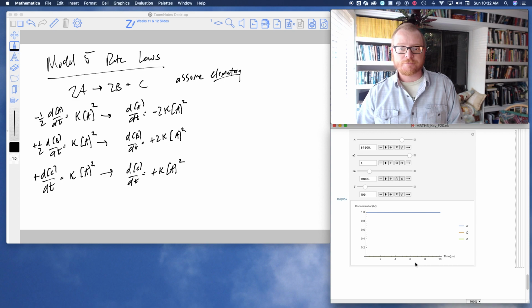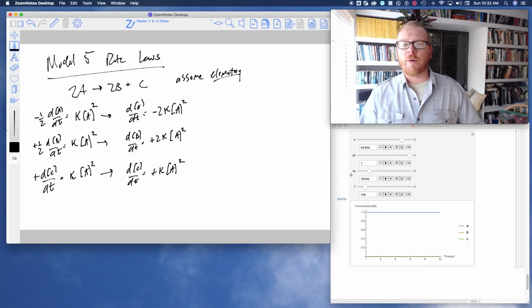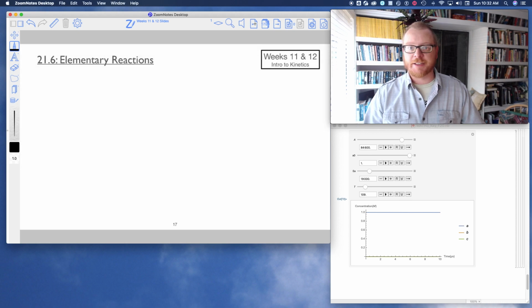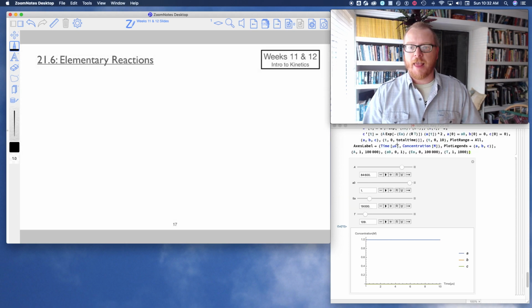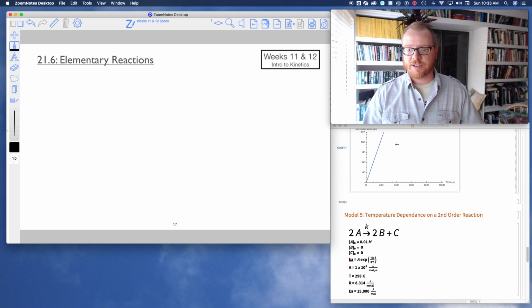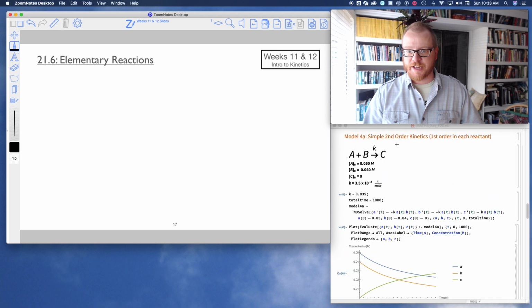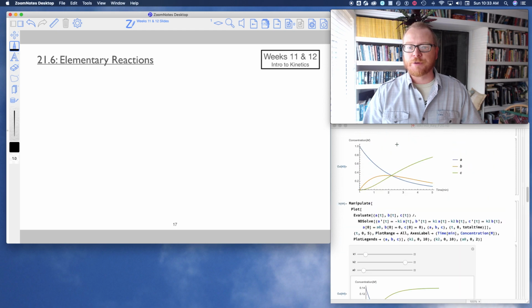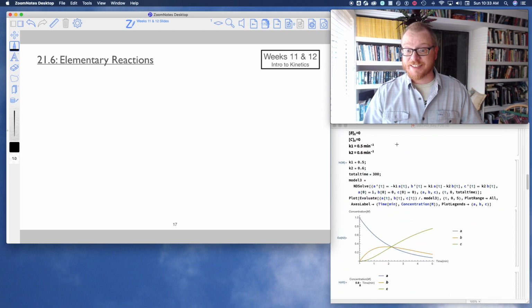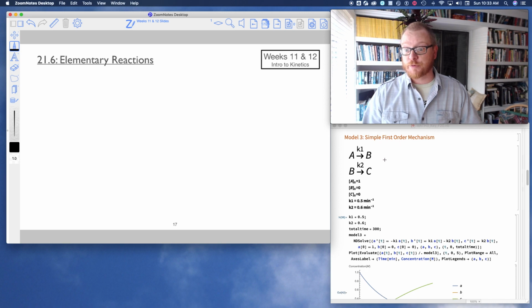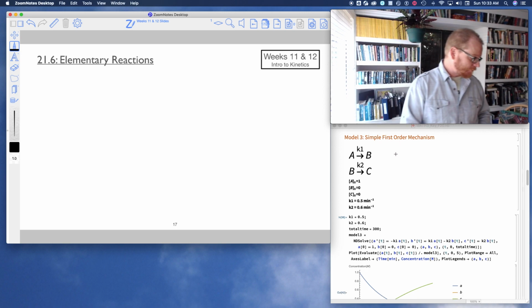All right? Okay, so I'm going to now introduce the concept of elementary reactions, finally. And hopefully that will help you connect to some of these other models here, particularly model 3. This is the interesting one, okay? The first model for a simple first-order mechanism, okay?